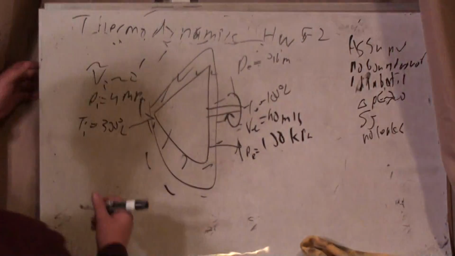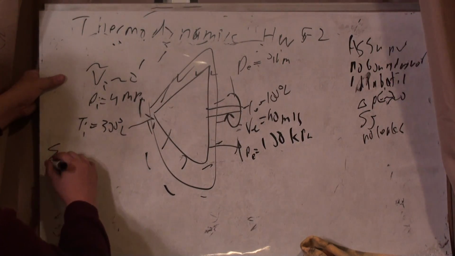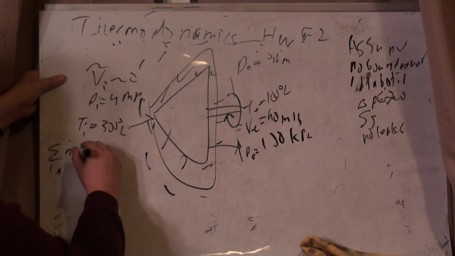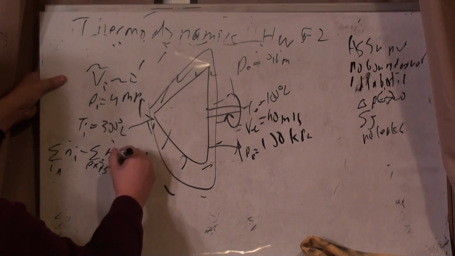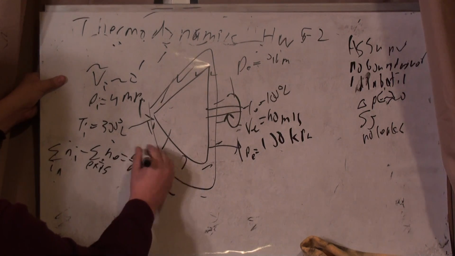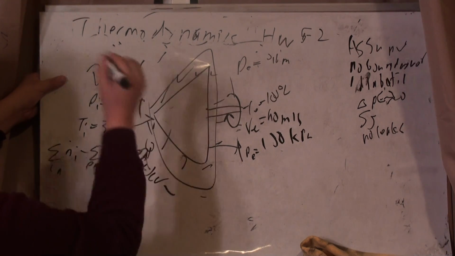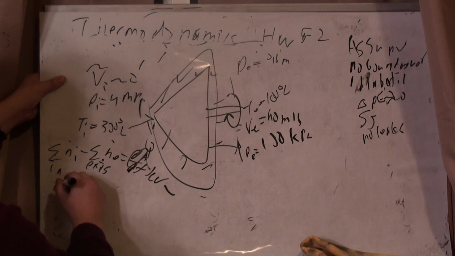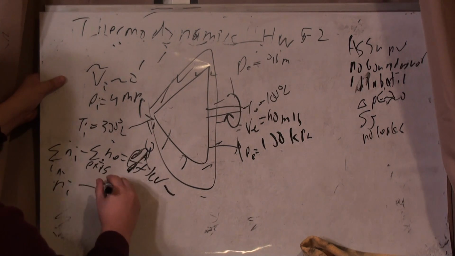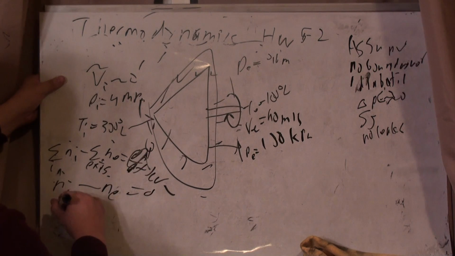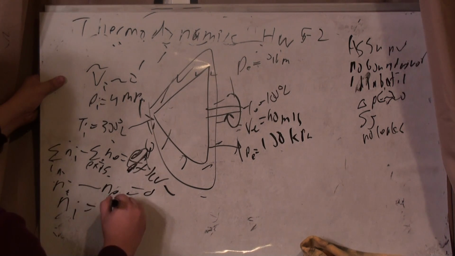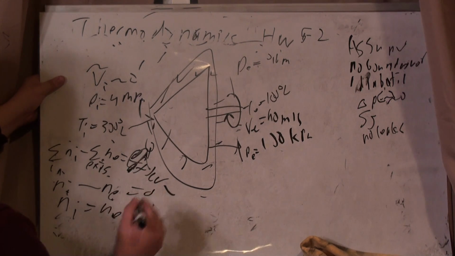So we do our mole balance. N dot in minus N dot exit equals dN dt of my control volume. That goes to 0 because it's steady state. I don't have any leaks, so I only have one thing coming in and one thing coming out. They are equal to each other because they're equal to 0. So N dot in equals N dot exit, which is going to equal my N dot.